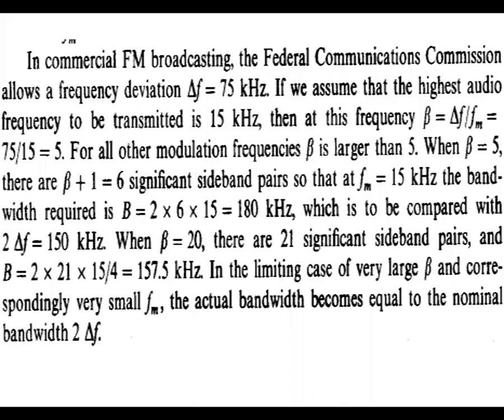Now compare this with 2 del F, that is 150 kilohertz. How much is the difference? Around 30 kilohertz. So 180 kilohertz is the bandwidth for commercial communications, provided that the statistical value of frequency deviation is 75 kilohertz and modulating frequency is 15 kilohertz.